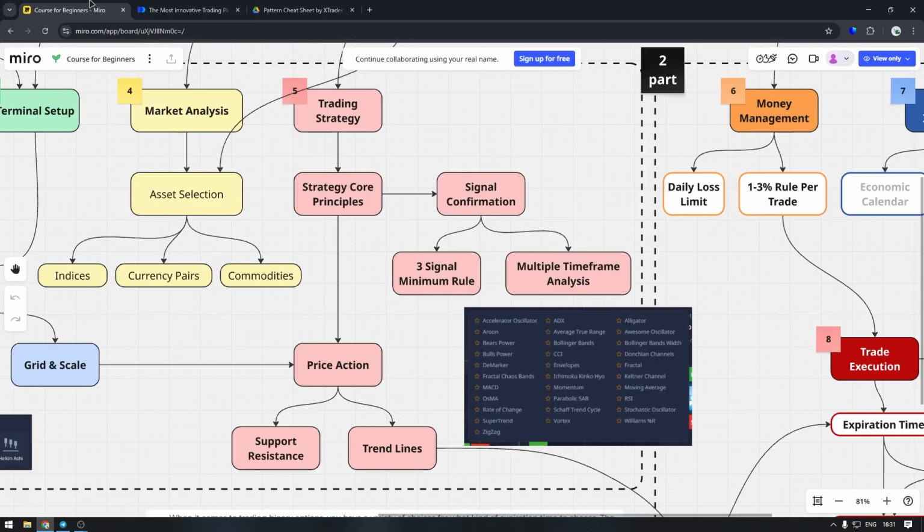So what's next? About price action, you also need to draw trend lines and channels, and identify key support and resistance levels.